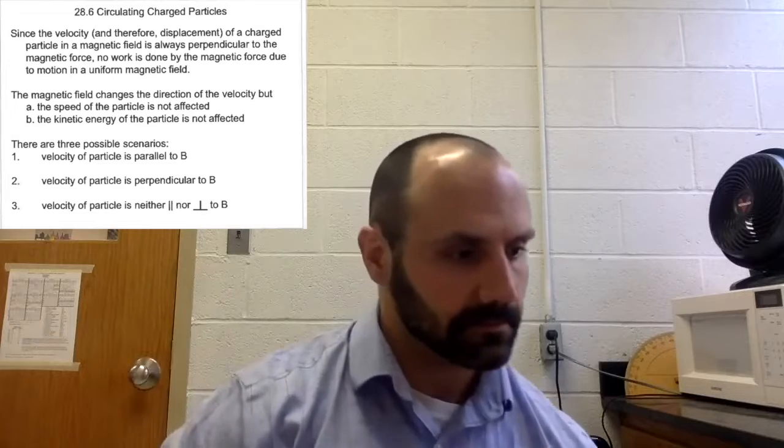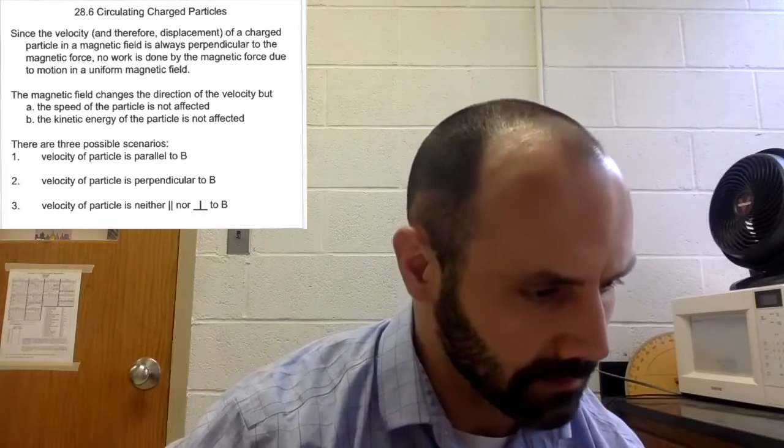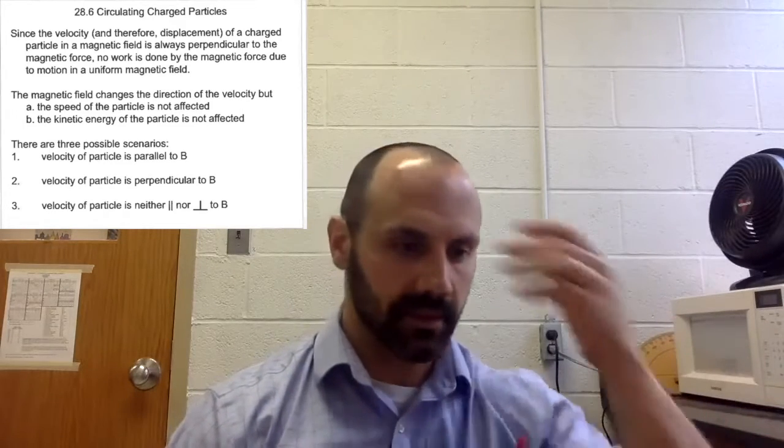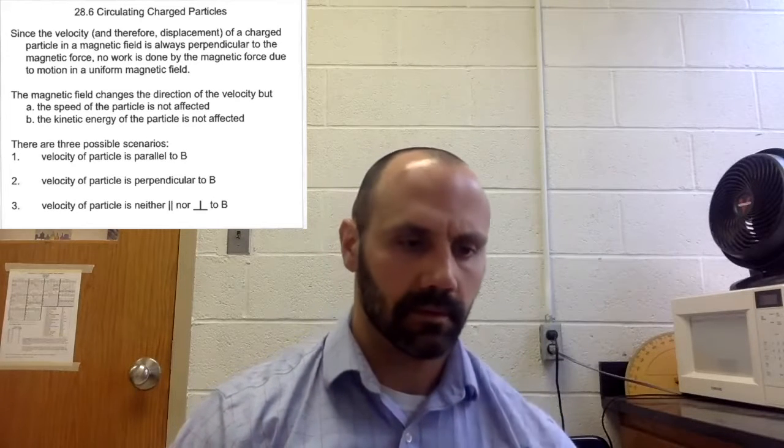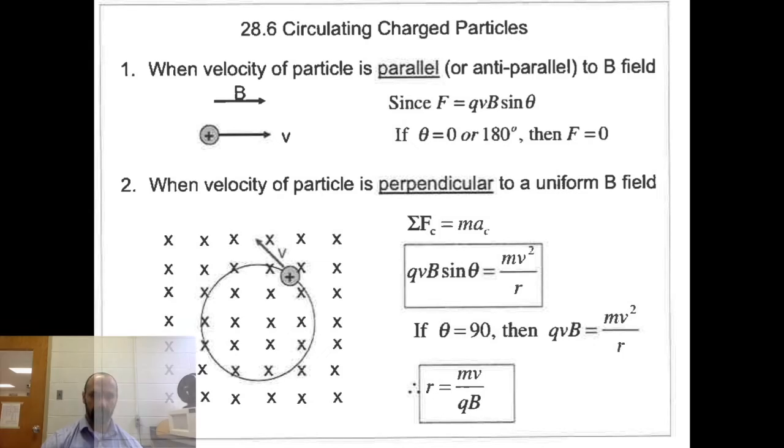And then if I have circulating charged particles, because of the way these magnetic fields work, I can send a charged particle into a magnetic field and it's going to end up going in a circle, right? And so QVB sine theta, QV cross B, that's what we end up with as the force. And if something ends up going in a circle in a magnetic field, then the force is a centripetal force.